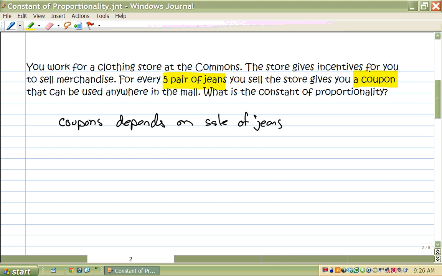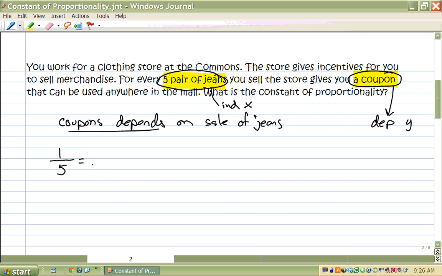So that means that the coupon up here is my dependent variable. Again, coupon depends. That means that the jeans is my independent variable. So if I said x and y, independent, this is x, dependent, this is y. So if I wanted to find out the constant of proportionality, I would say, all right, well, 1 coupon for every 5 pair of jeans. Your calculator, 1 divided by 5, and you get 0.2 as your constant of proportionality.